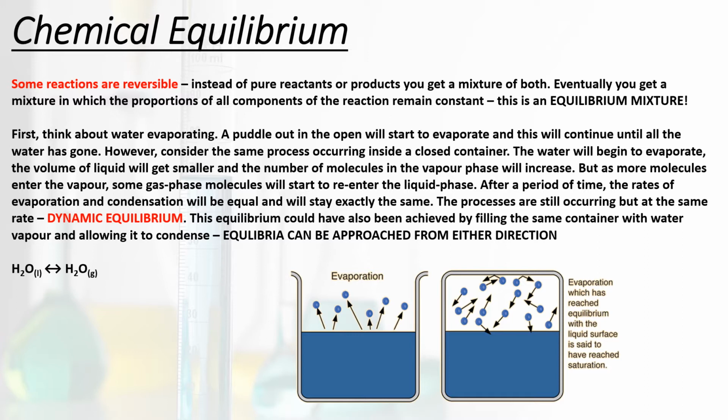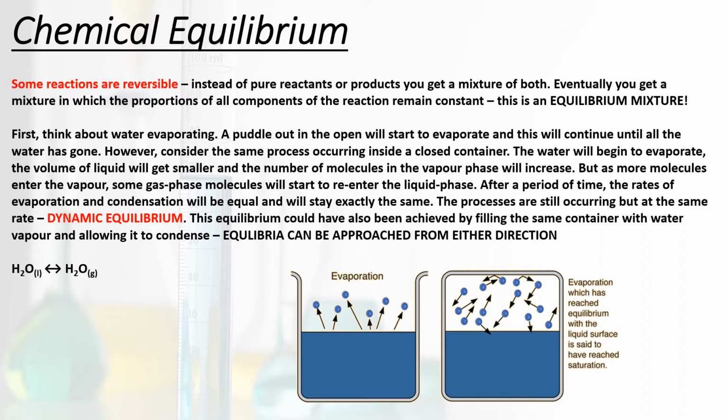And so we have these two opposite processes, condensation and evaporation, happening at the same time. The key thing is that they will eventually occur at the same rate. So the rate of condensation and the rate of evaporation will be equal and they will stay the same. And this is what we call dynamic equilibrium. We have our forwards and backwards reactions, i.e. our evaporation and condensation, happening at exactly the same time and at the same rate.